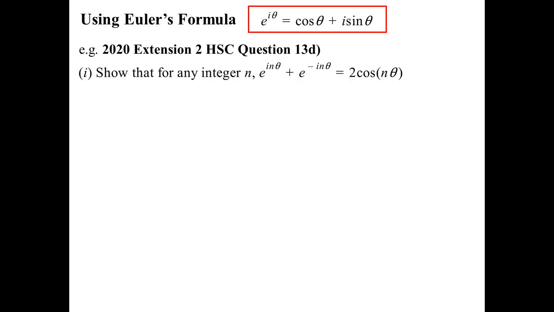This last bit, taking advantage of Euler's formula. So bringing complex numbers into our integration. Reminder, e to the i theta is cos theta plus i sine theta. Here's one from last year's HSC.